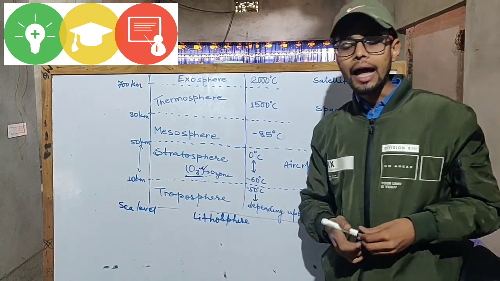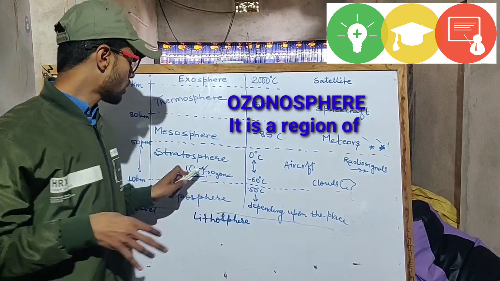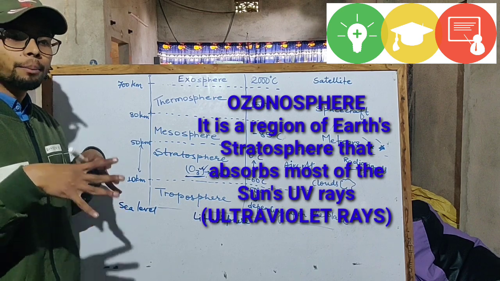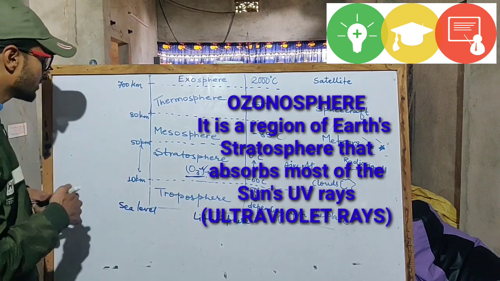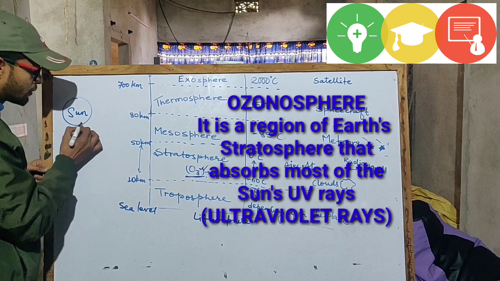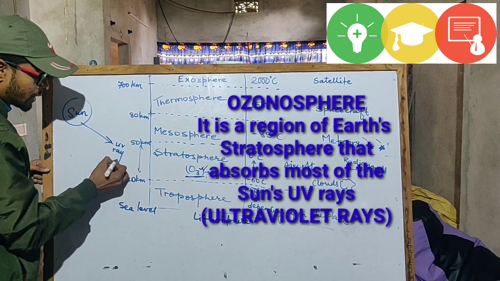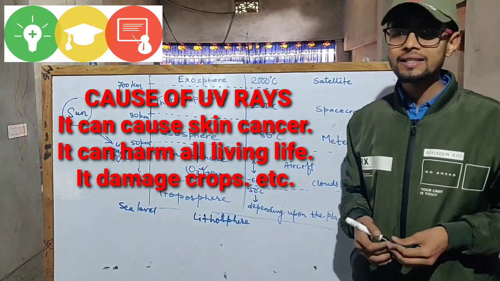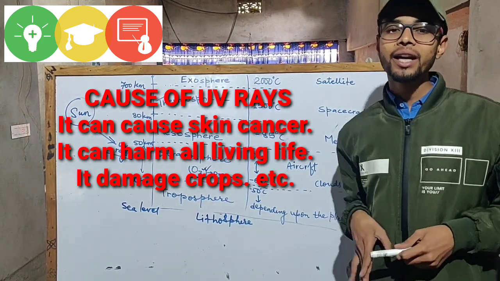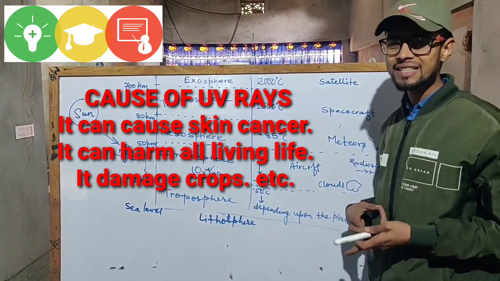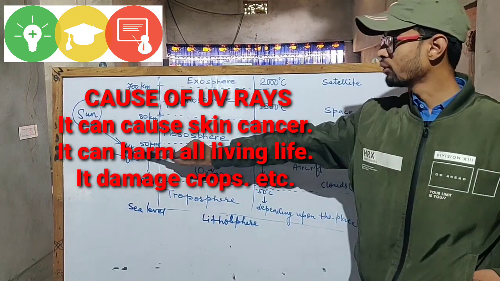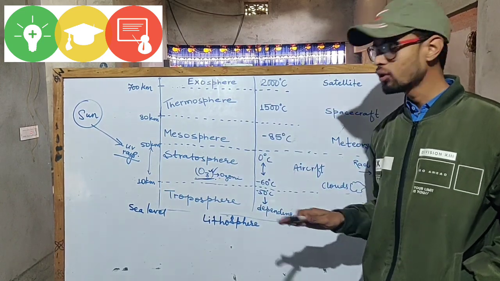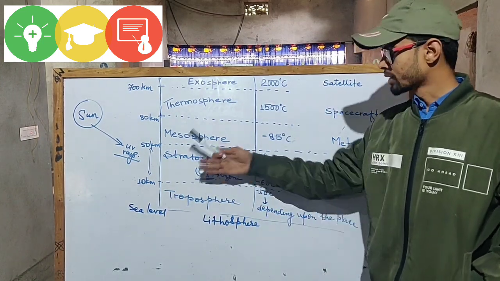What is the importance and advantage of the presence of this ozone layer? It is protecting us by preventing the ultraviolet rays coming from the sun. That is UV rays, which are very harmful. If they come directly to our skin, they may cause skin cancer. If they fall on the crops, the crops may die, and they cause different kinds of burn diseases in animals also. So it is a very harmful ray, and this filter layer, the ozone layer, protects us from it.